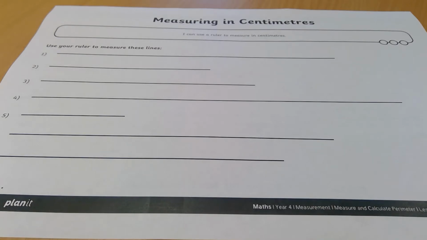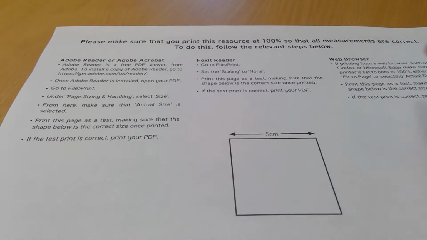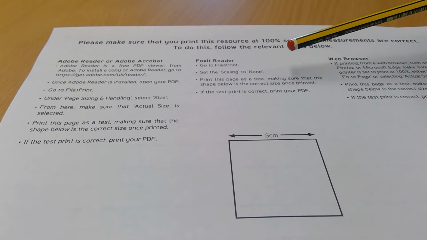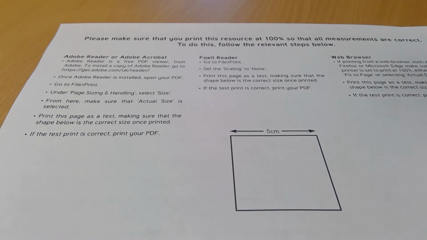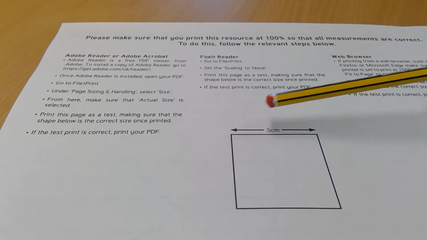Okay, so your first activity this morning, just to get us back into the idea of measuring, is having a go at measuring the lines on this sheet. Now it's really important when you print this sheet out, there's some instructions on the PDF when you open it to show you how to make sure that you're printing to the right size. Otherwise, when you measure the lines, it won't match up with the answers on the screen if this isn't to scale.